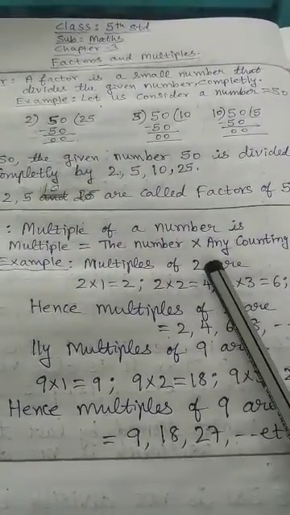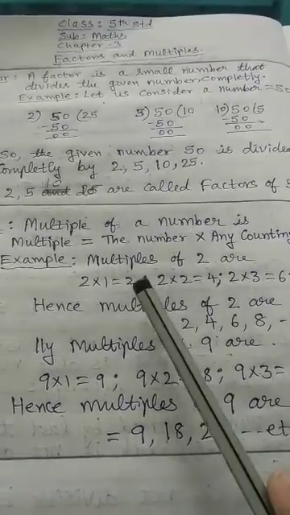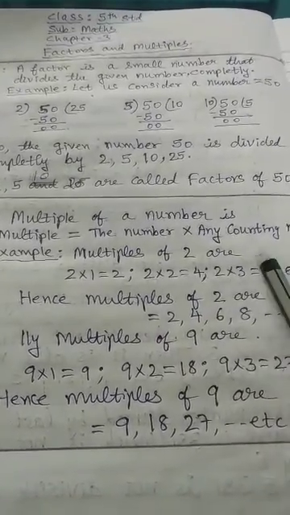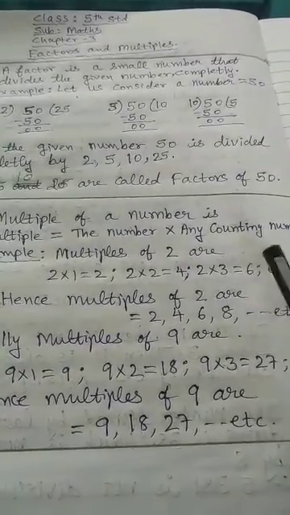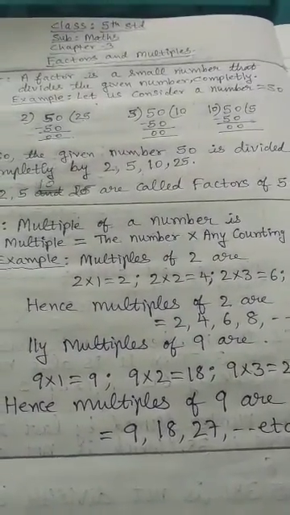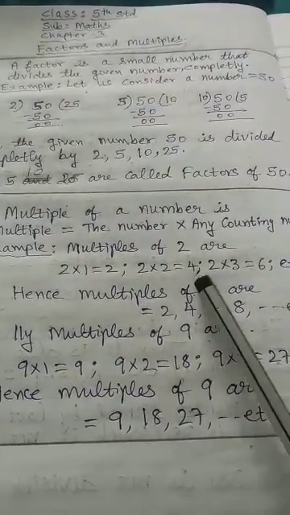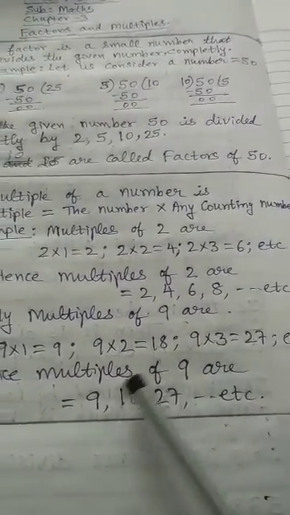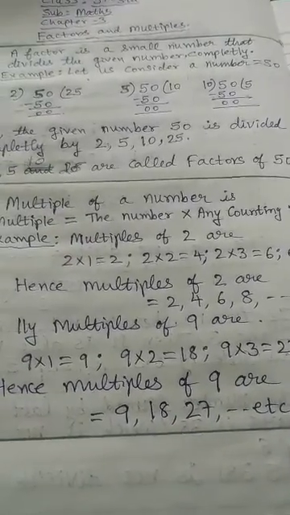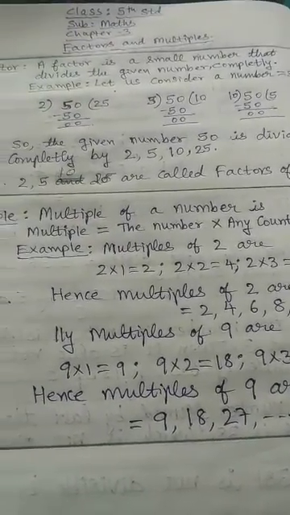Take any number given. If you take 3, 3 ones are 3, 3 twos are 6, 3 threes are 9, 3 fours are 12, like this. They are called multiples. Here 2, 4, 6. Here 9, 18, 27. They are called multiples of 9. This is how you have to understand the difference between factors and multiples.